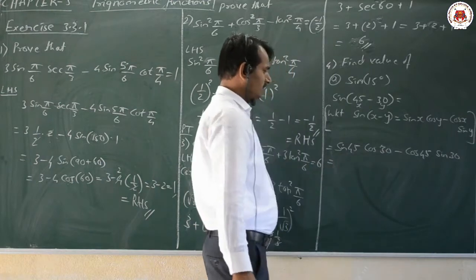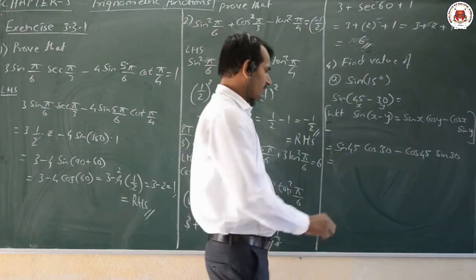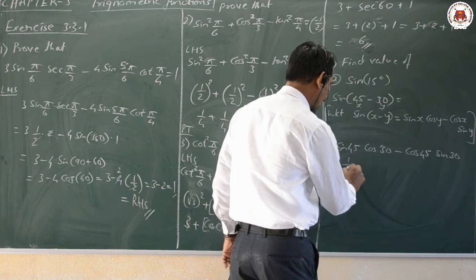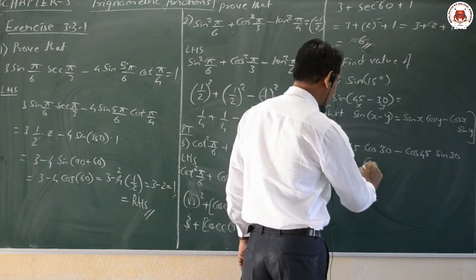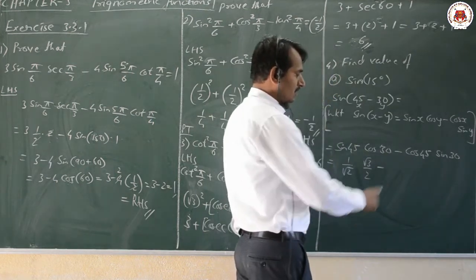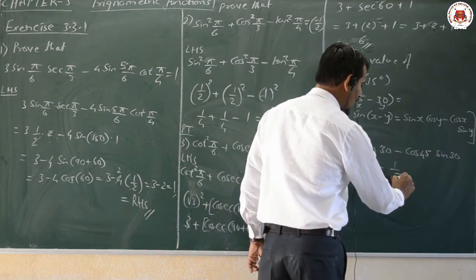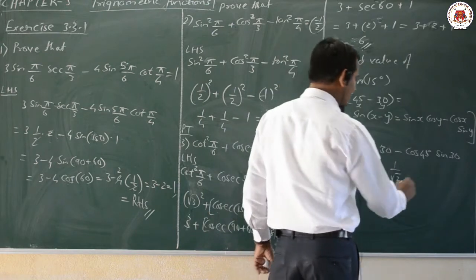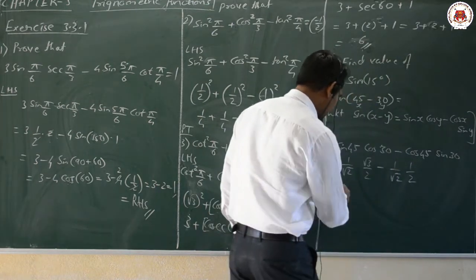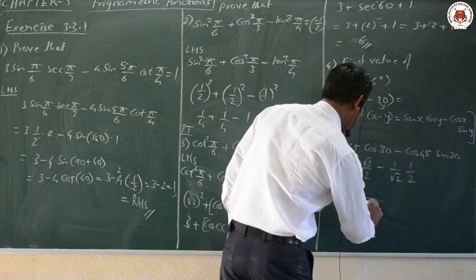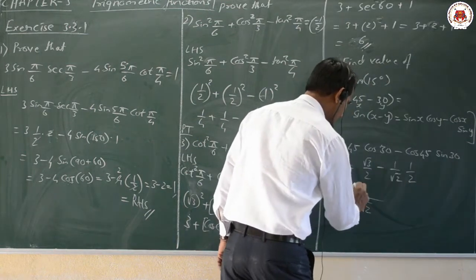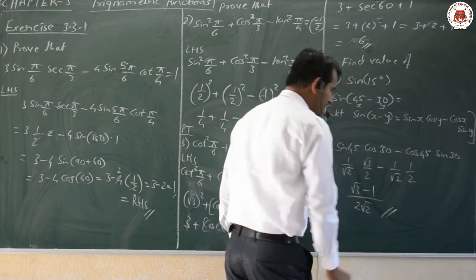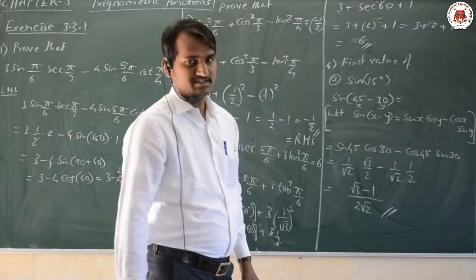Now what is the value? Sin 45 is nothing but 1 by root 2, okay. Then next cos 30 is root 3 by 2, minus cos 45, again 1 by root 2. Next sin 30 is 1 by 2. Now here the LCM will be 2 into root 2. What will be the LCM? 2 into root 2. Now here the numerator is root 3 minus 1. That will be your required result.